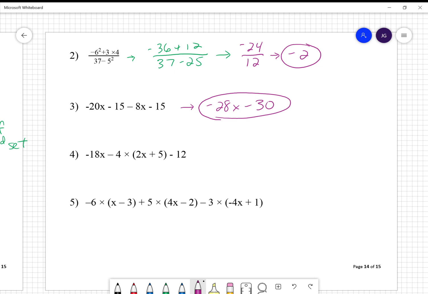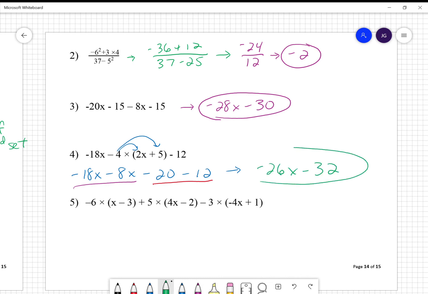Number 4, I have -18x minus 8x minus 20 minus 12. Combine my like terms. I get negative 26x minus 32. That one looks familiar too. We might have some repeats here.